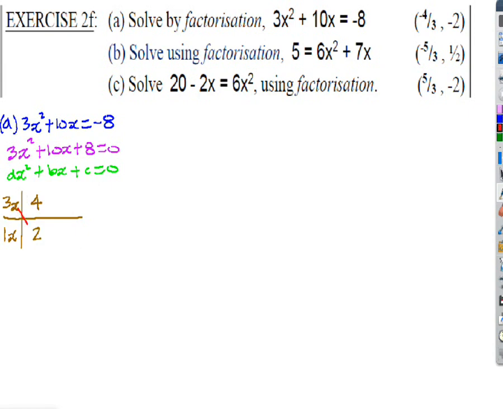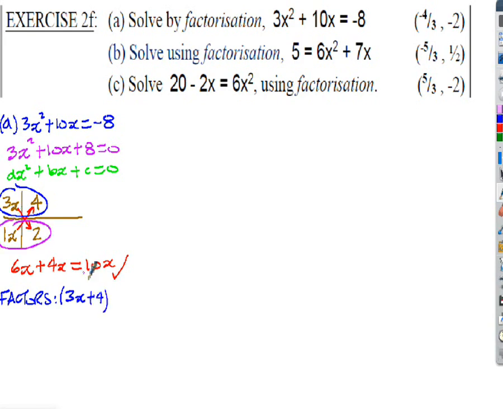As usual, you'll cross multiply here, so 3x multiplied by 2 is 6x, and we add to that in this case the 1x multiplied by 4, so we're adding the 4x. That gives us 10x, and that's the middle term, so we've got the right factors here. So now we can write our factors from the above table. Reading horizontally, first factor is 3x plus 4, so in a bracket 3x plus 4, and the second factor reading across horizontally will be x plus 2.